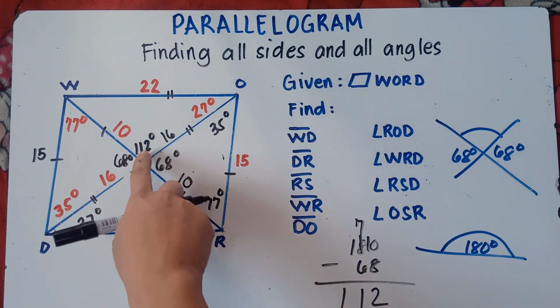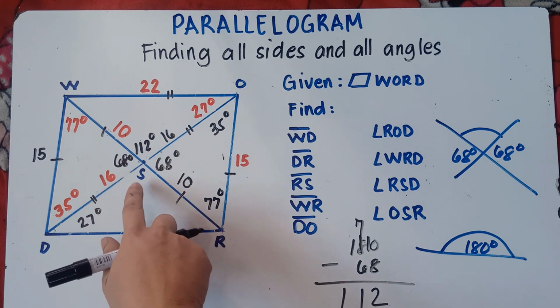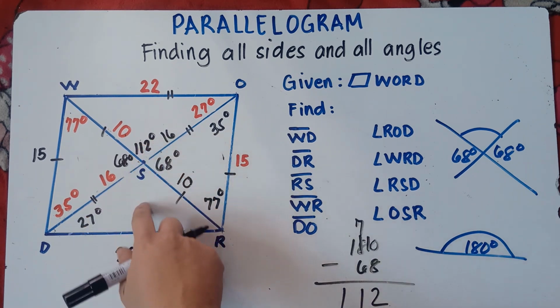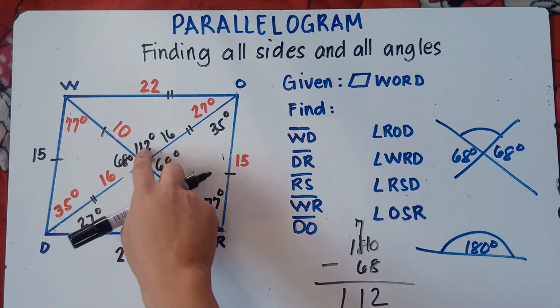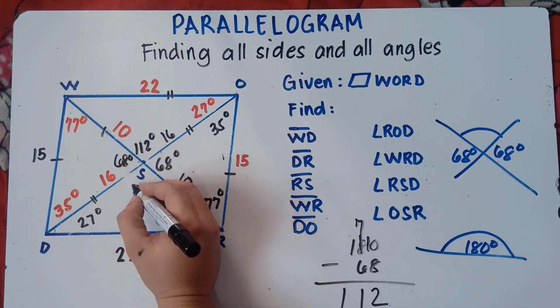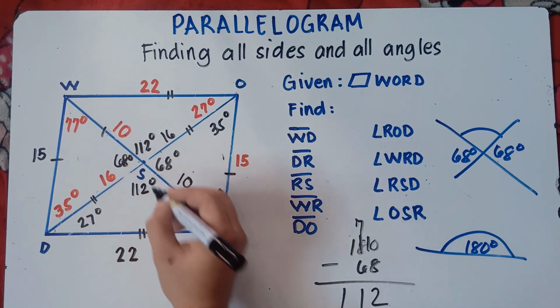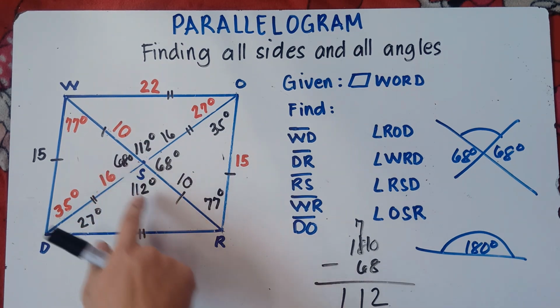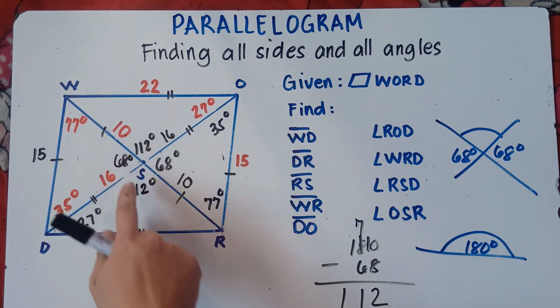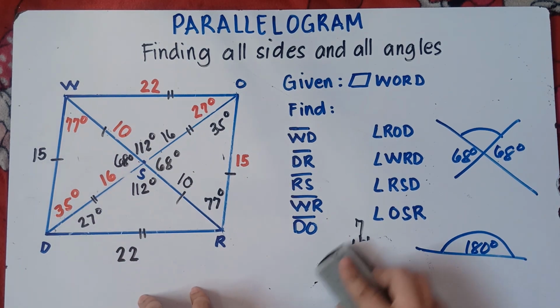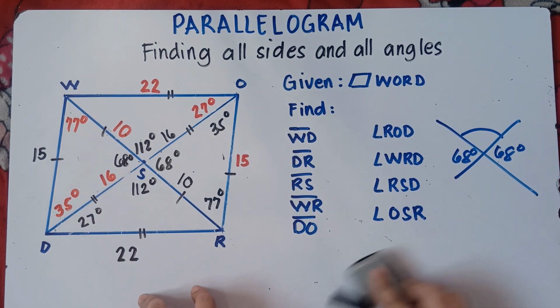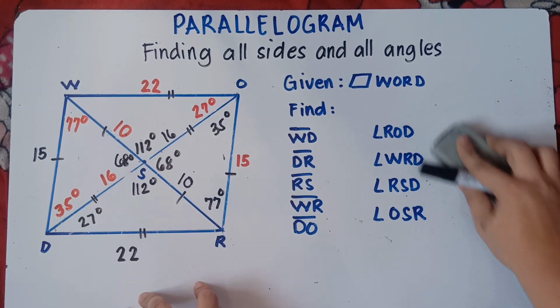So if this is 112, therefore this is also 112. Why is that, sir? Vertical angles, class. Do you still remember vertical angles? Yep, vertical angles are congruent. So this is 112 degrees. And if you add this up, straight angle, 68 plus 112, this will be 180. I hope you get this one, class. A straight angle should always be 180 degrees.